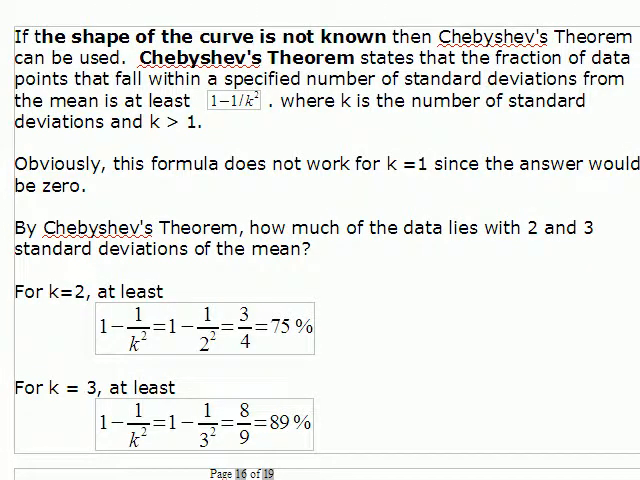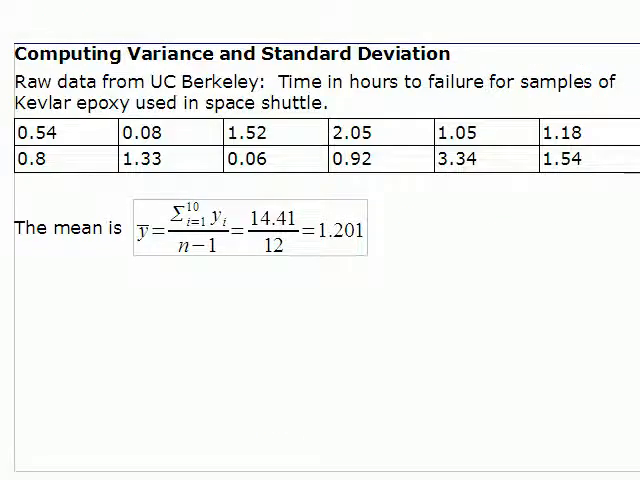If the curve isn't exactly bell-shaped or you aren't really sure about it, you can still use the mean and standard deviation and Chebyshev's theorem to compute it, at least if you're greater than 1 standard deviation away from the mean. The formula is 1 minus 1 over k squared, where k is the number of standard deviations. Here's an example. Let's say you had data on the time to fail in hours for samples of Kevlar epoxy used in the space shuttle.